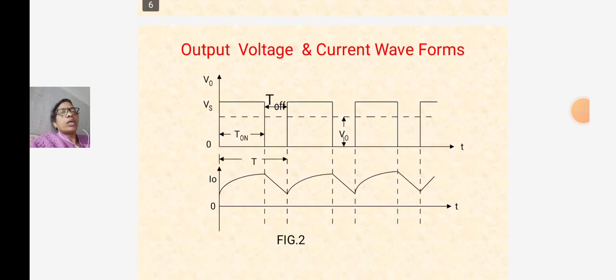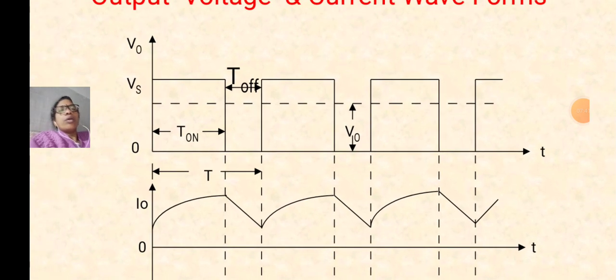So these are the output voltage and current waveforms. The first one is the output waveform, and the dotted line is the supply voltage. Here the chopper works by turning on and turning off.